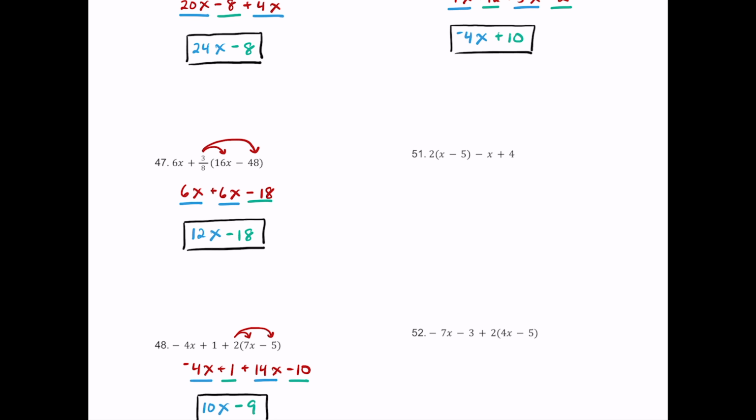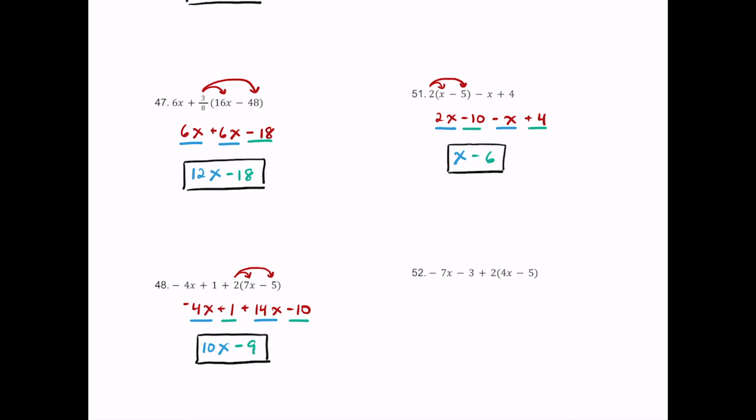For 51, let's go ahead and distribute this 2 to both of these terms inside here. If we do that, we're going to get 2x minus 10, take away an x, adding 4. And so if we have 2x take away an x, that's going to be 1x. And then we have a negative 10 plus 4, that's going to be negative 6. There's our simplified expression. And here's 52.